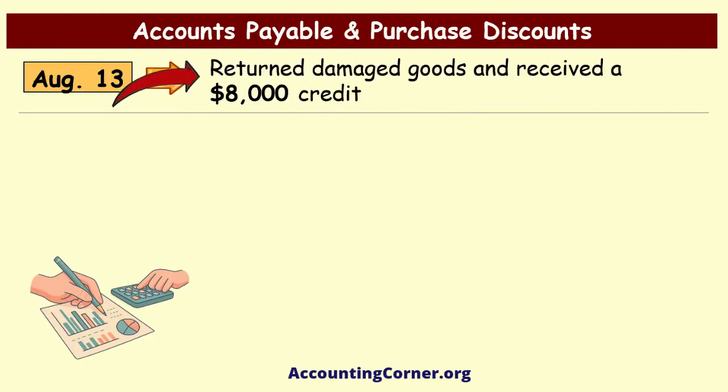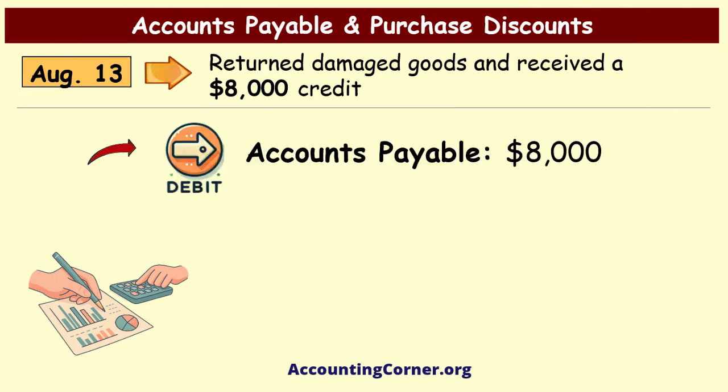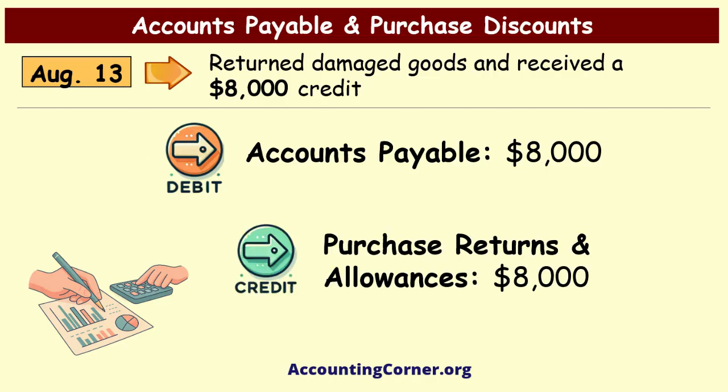On August 13th, the company returned damaged goods and received $8,000 credit. Accounts payable are debited by $8,000. This means the company now owes less for the inventory purchased, since part of inventory was returned to the supplier. Purchase returns and allowances are credited by $8,000.